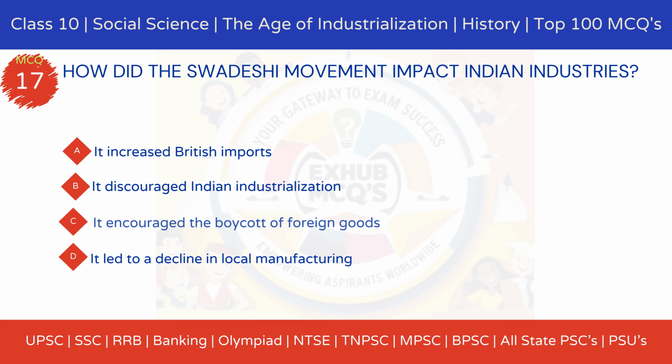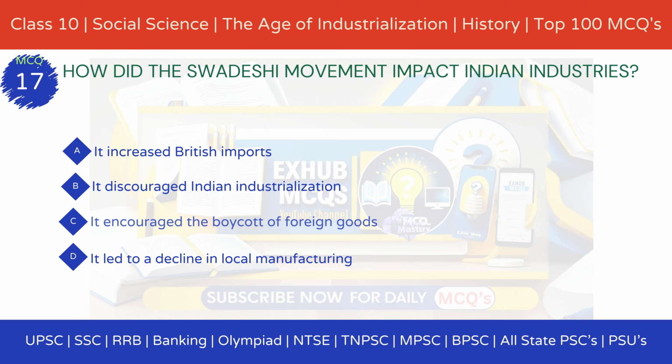MCQ 17. How did the Swadeshi movement impact Indian industries? Option A, it increased British imports. Option B, it discouraged Indian industrialization. Option C, it encouraged the boycott of foreign goods. Option D, it led to a decline in local manufacturing.